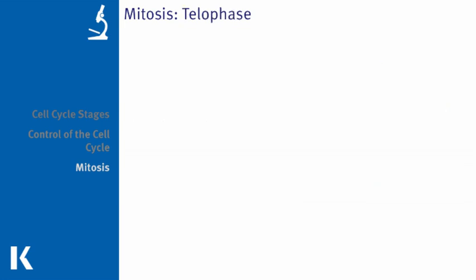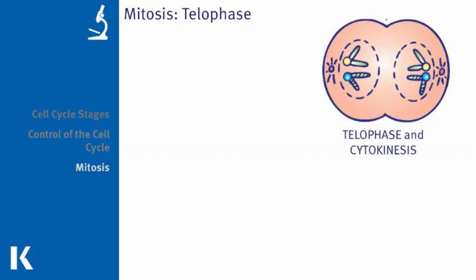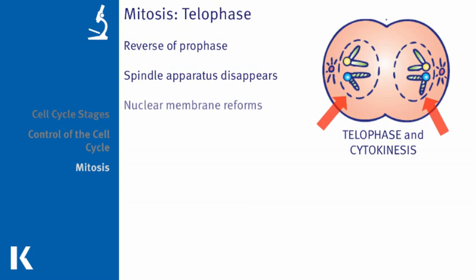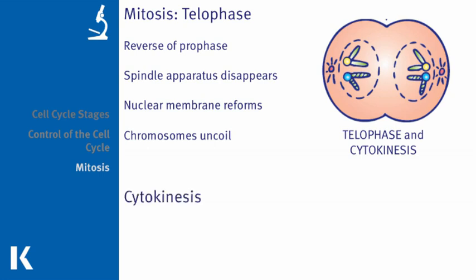In the final phase of mitosis, telophase, the two daughter cells will now begin to form. It is basically the reverse of prophase. As the chromatids reach the cell's poles, the spindle apparatus disappears, the nuclear membrane reforms, and the chromosomes uncoil into less dense chromatin. At this point, there are essentially two nuclei in the cell, and it's time for cytokinesis.